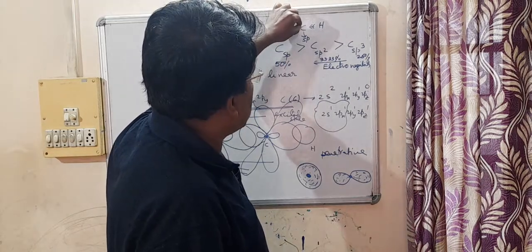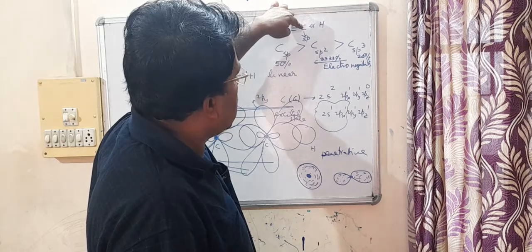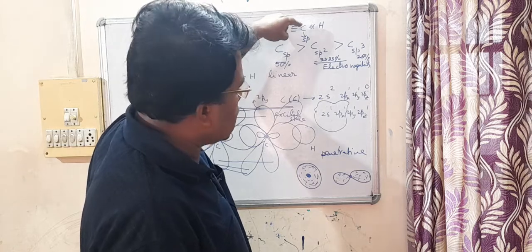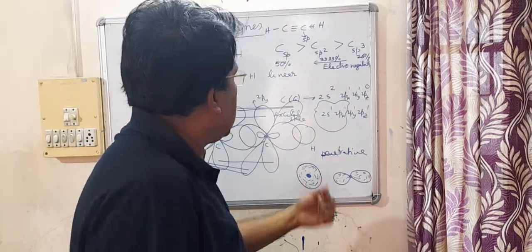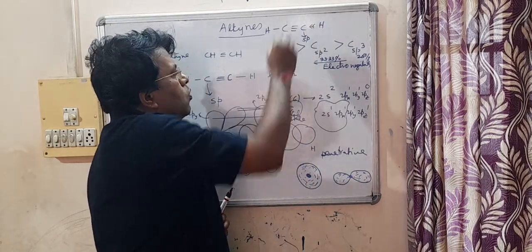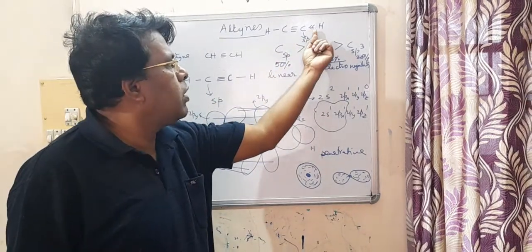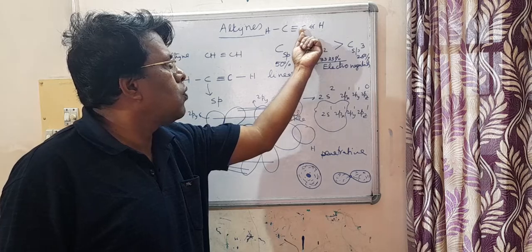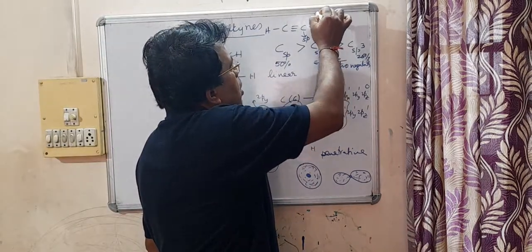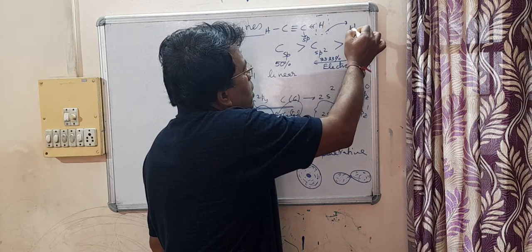Why will it pull the electron towards itself? Because this is sp hybridized carbon, and sp hybridized carbon has very high s character. S character means the electrons are very close to the nucleus. And what will happen if this bond electron is very close to the nucleus of the carbon atom? This hydrogen will have a tendency to come out as H plus.